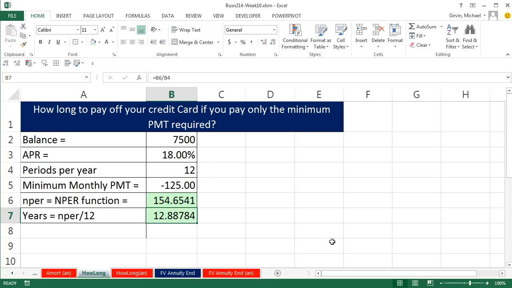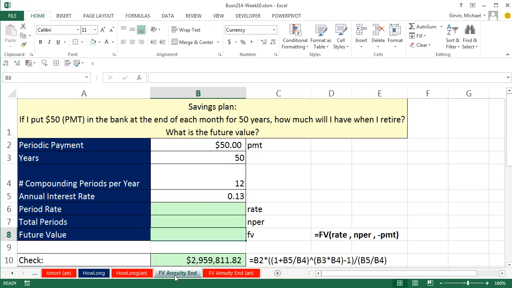Now we have one last sheet for this kind of introduction to financial function video. FV, annuity end. Now, an annuity just means regular payments in regular intervals, usually for like savings plans or withdrawal plans. So here's our question. We have a savings plan. If we put $50 in the bank at the end of each month for 50 years, how much will you have when you retire? Well, if it's 50 years, you're starting when you're still a teenager, which is when you should start saving. $50, it doesn't seem like a lot. The variable that affects compound interest the most is time, years.